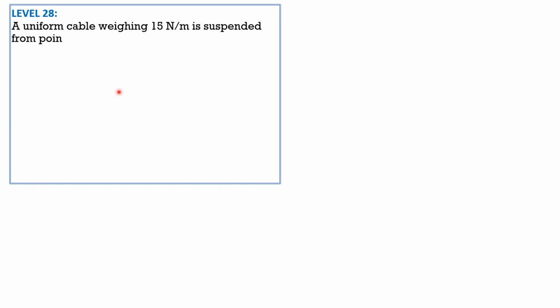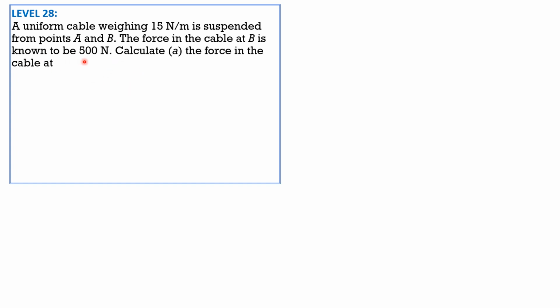Level 28. A uniform cable weighing 50 newtons per meter is suspended from points A and B. The force in the cable at B is known to be 500 newtons. Calculate the force in the cable at A and the span L. This problem is very much related to the previous problem.